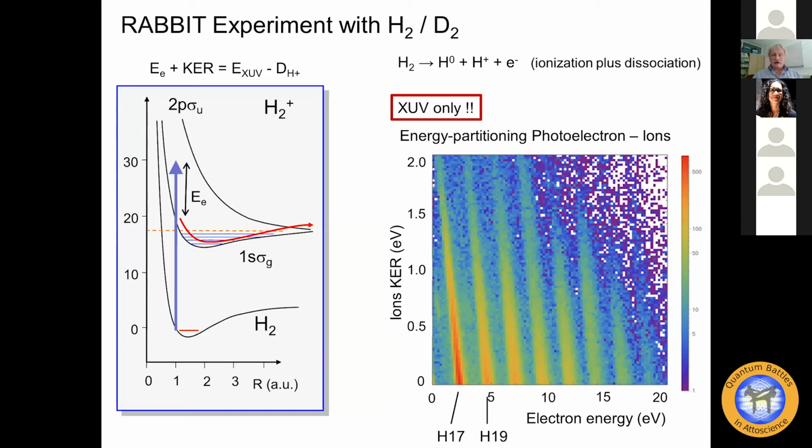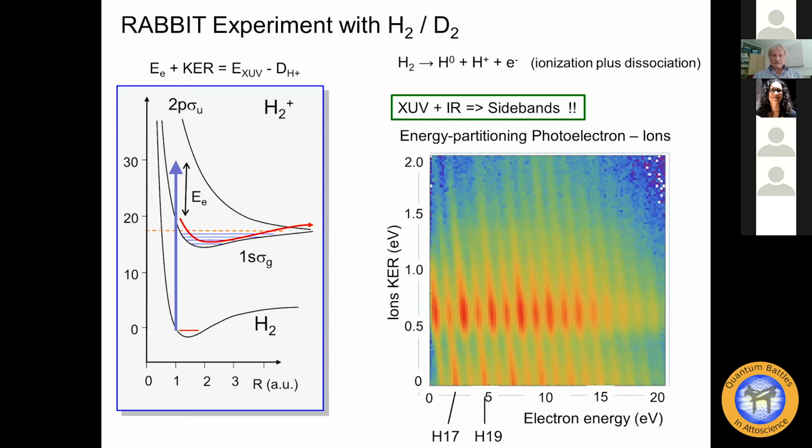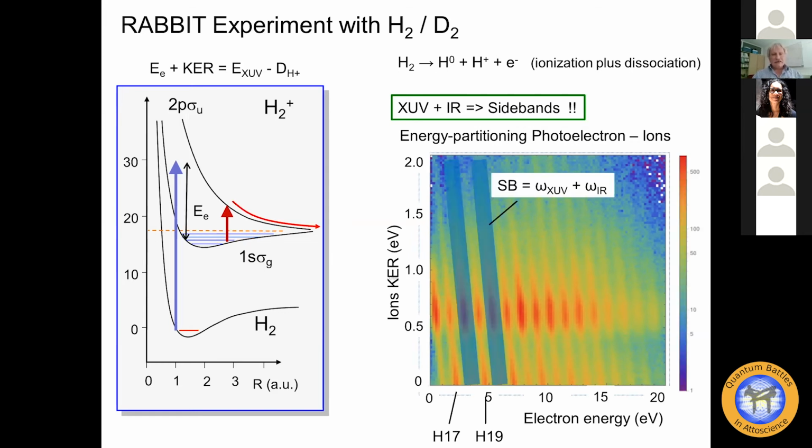Now let's switch on the IR for doing RABBITT or streaking. Then we see additional lines here. These are the sideband lines. And you see a blob here at about 0.6 eV kinetic energy for the ions. And if you go, for example, on one of those sidebands up, you see at some point this, what was before a sideband, is now getting more prominent compared to the harmonics. So what's happening here is that one electron is emitted by the XUV, and the remaining electron in the H2+ is excited to the ungerade state. Then we get dissociation, and these are these sharp blobs here.